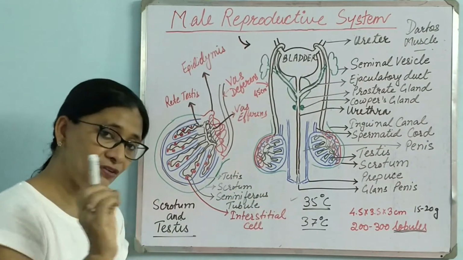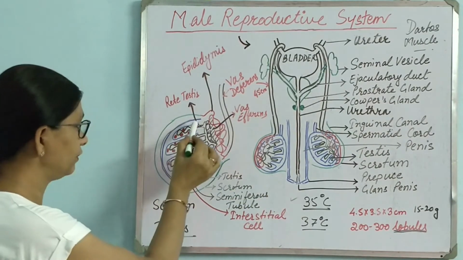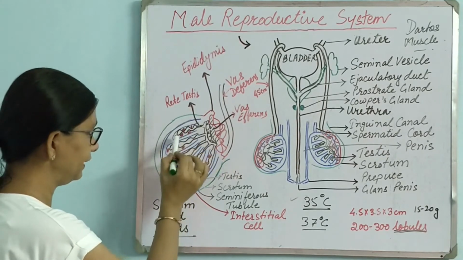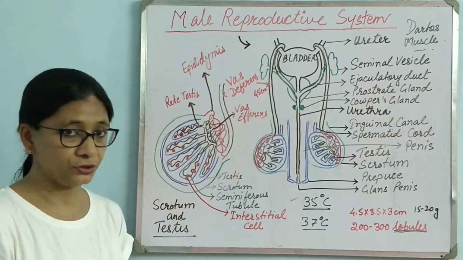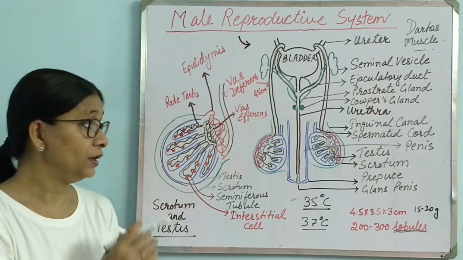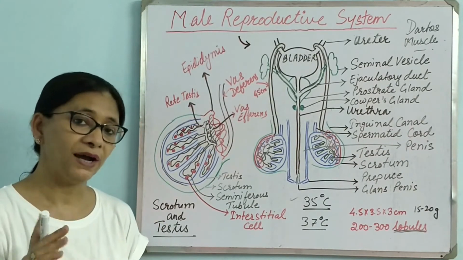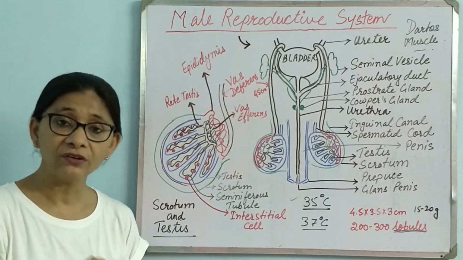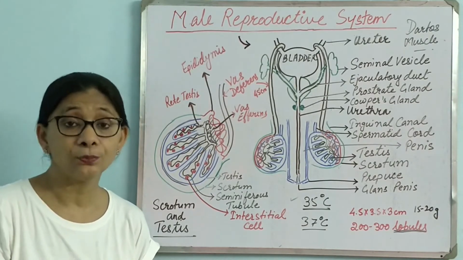Now inside each lobule there are tube-like structures, as you can see here, the black-like thing. It is a tube-like structure known as the seminiferous tubule. Each lobule can have 1 to 5 such tubules. Now the function of this tubule is to produce sperm.